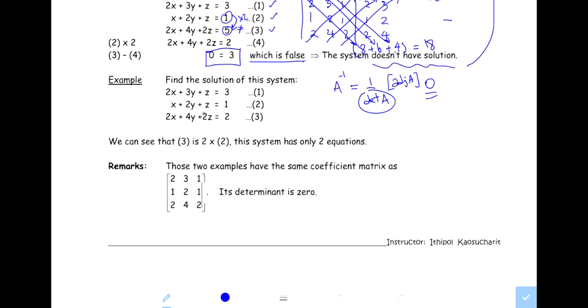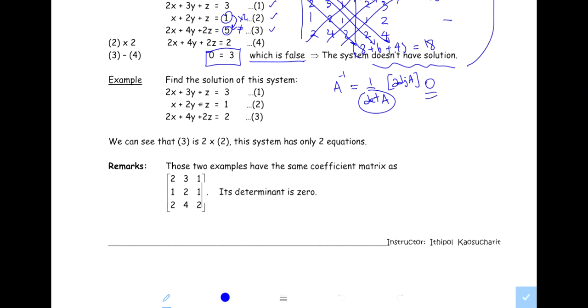You will see that equation 3 is 2 times equation 2 when you look at the coefficients, right? You have your sense now. If you see something like this, you can tell other people right away that this one will not have a solution. Why? Because you will end up having something like that. And if you don't know what to say, you just find the determinant.